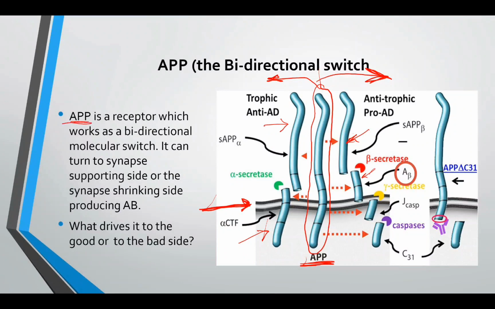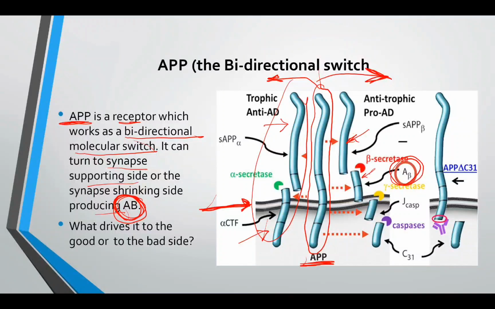So the amyloid precursor protein is a receptor which works as a bidirectional molecular switch. It can turn to the synapse-supporting side, this side, if it cuts into two, or the synapse-shrinking side, producing the amyloid beta, the protein that precipitates in the brain of Alzheimer's patients. Where is this protein? This is the protein. It's one piece of the four pieces that happen if it cuts in the bad direction. These four pieces send the message to the cell to die.